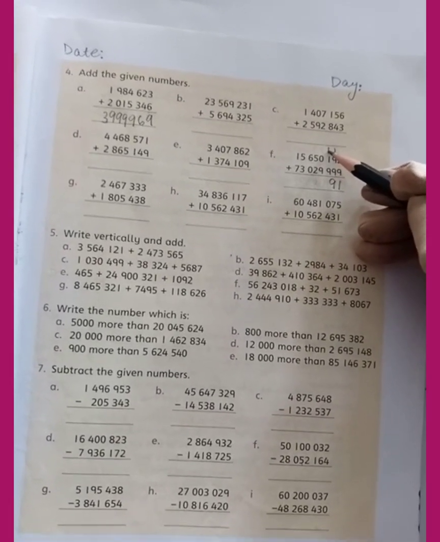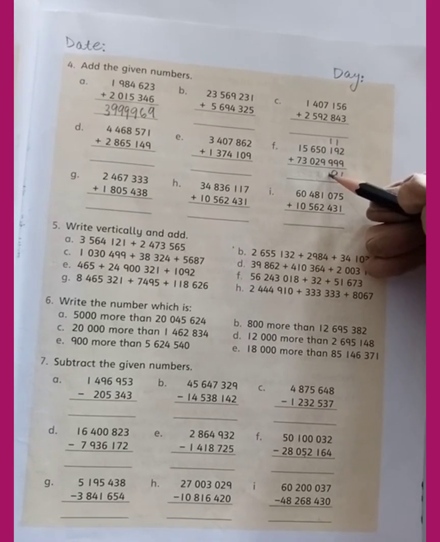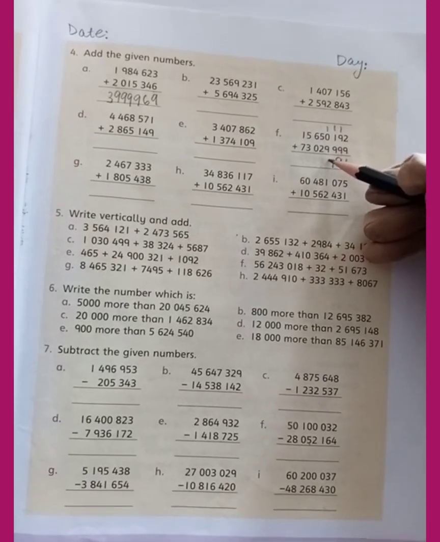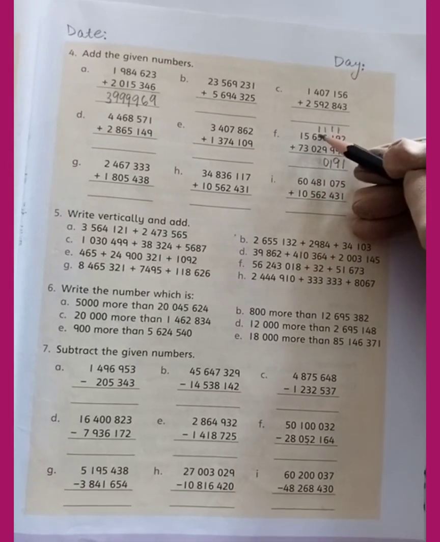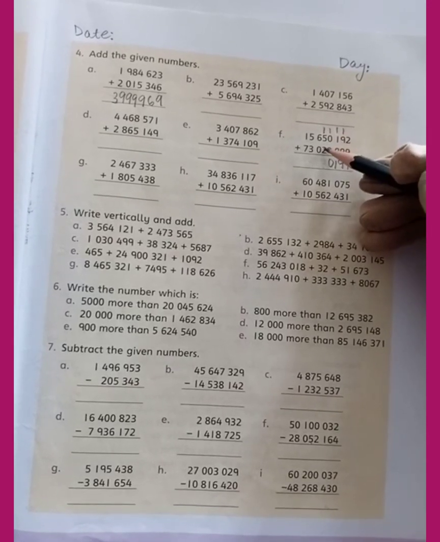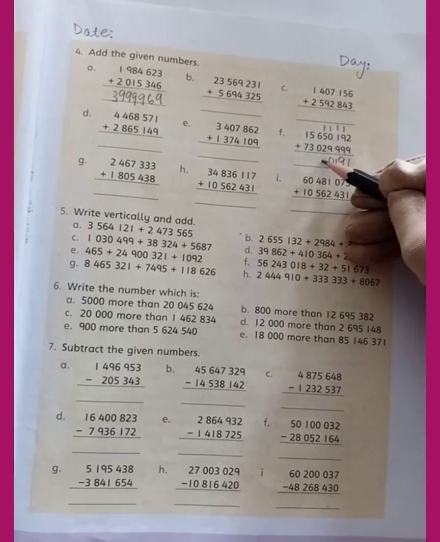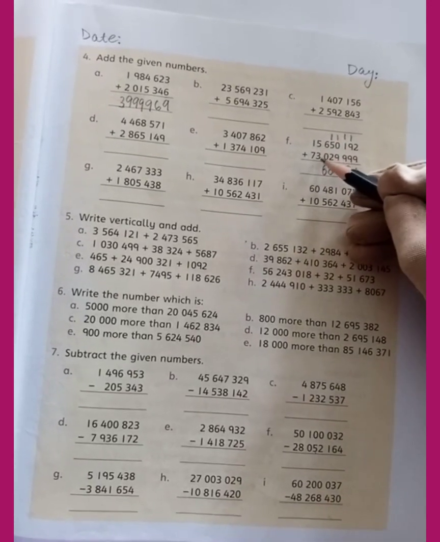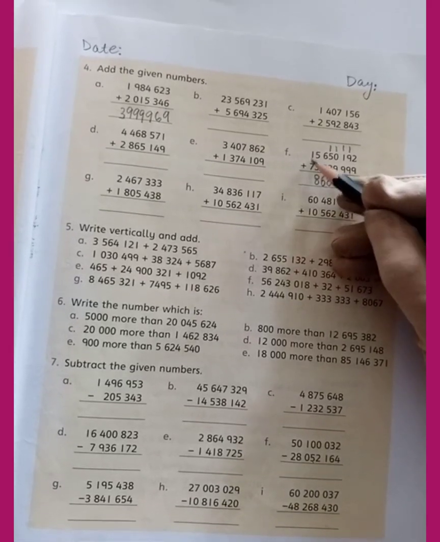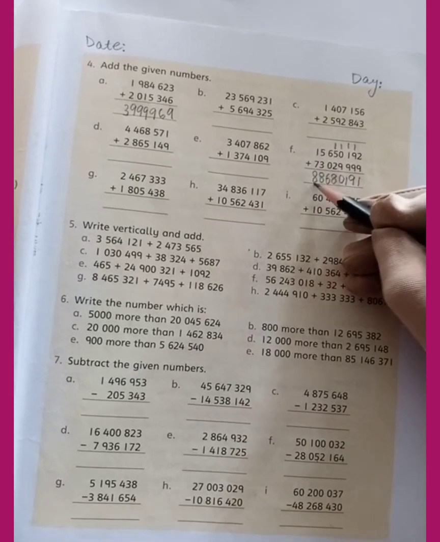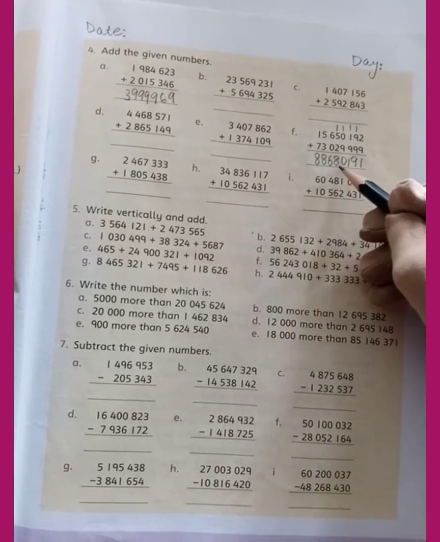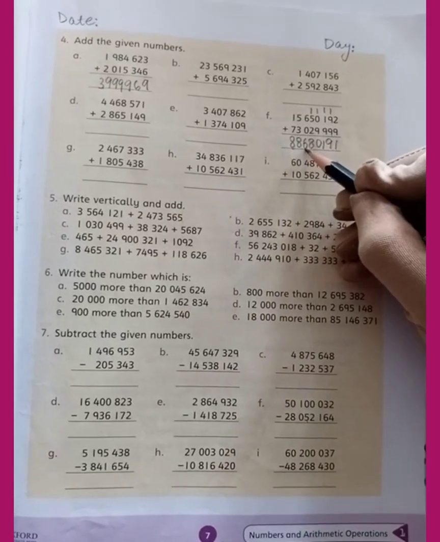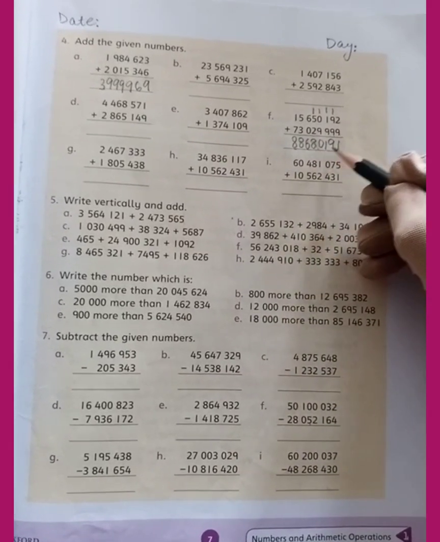1 plus 1, 2. 2 plus 9, 11. 1 plus 0, 1. 1 plus 9, 10. 5 plus 1, 6. 6 plus 2, 8. 6 plus 0, 6. 5 plus 3, 8. 1 plus 7, 8. So the answer is 8, 8, 6, 8, 0, 1, 9, 1. 88,680,191.